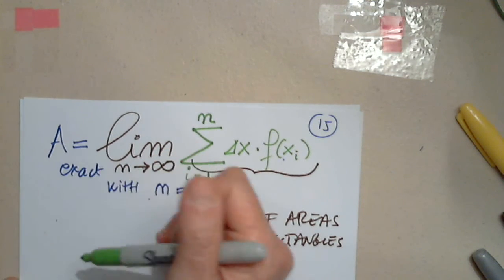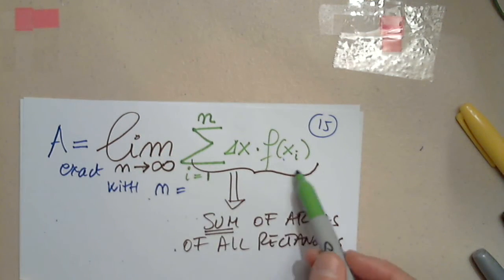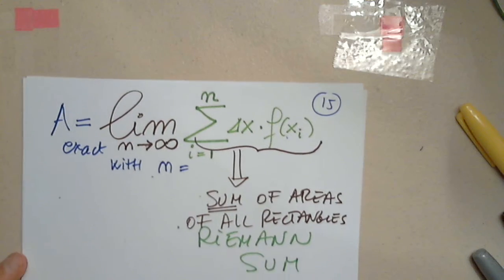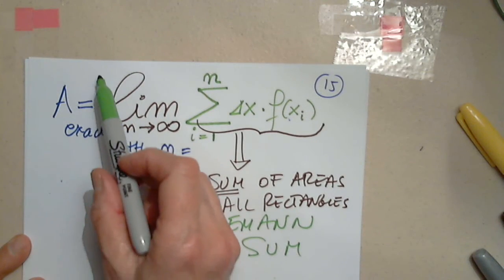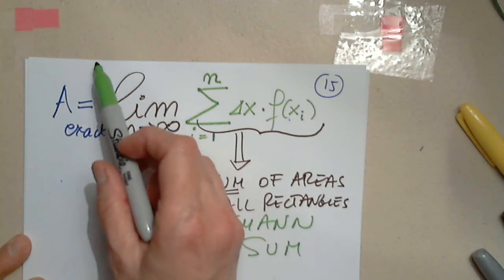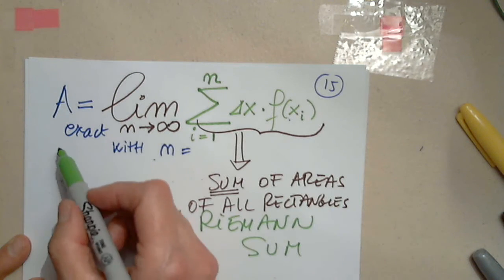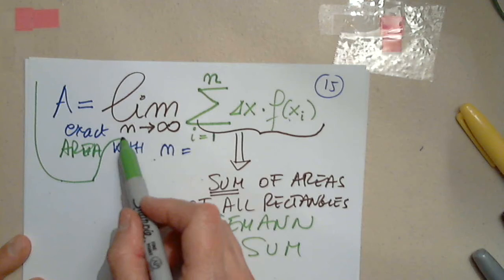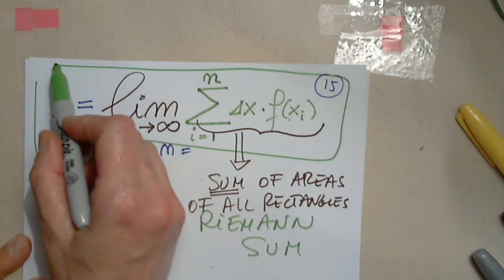This piece is the Riemann sum, and this is the exact area. So this is the exact area. Guaranteed.